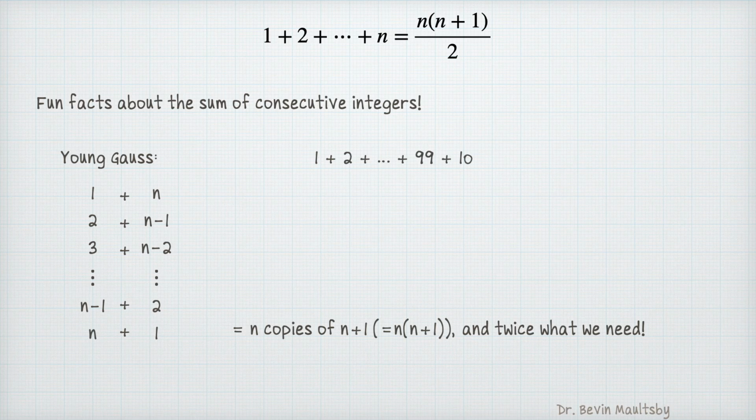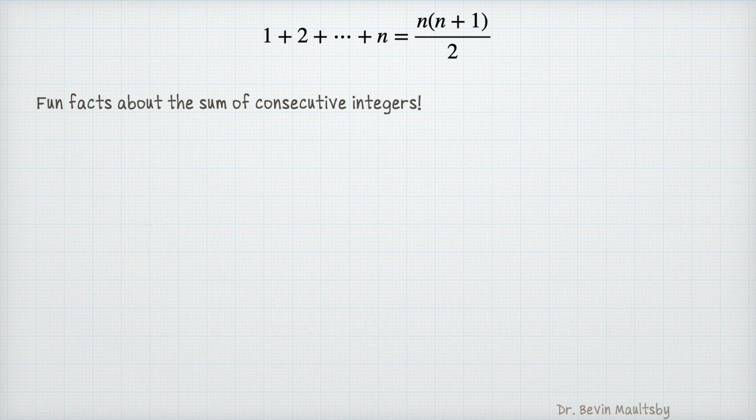Applying that to the formula for n equals 100, you could say the sum of the numbers from 1 through 100. Arranged this way, you would have 100 rows adding up to 101. That's twice what you need. 100 times 101 divided by 2 is 5,050. So that is perhaps a more satisfying way to prove this formula.